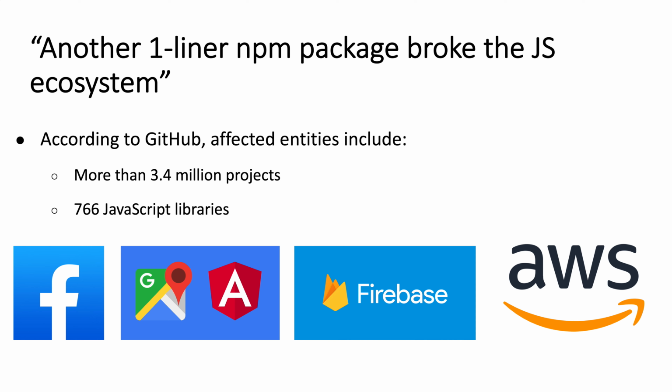And recently, there was a news story named "Another one-line npm package broke the JavaScript ecosystem." According to GitHub, more than 3.4 million projects were affected and 766 JavaScript libraries were involved, like Facebook, Google Map, Firebase, and Amazon.